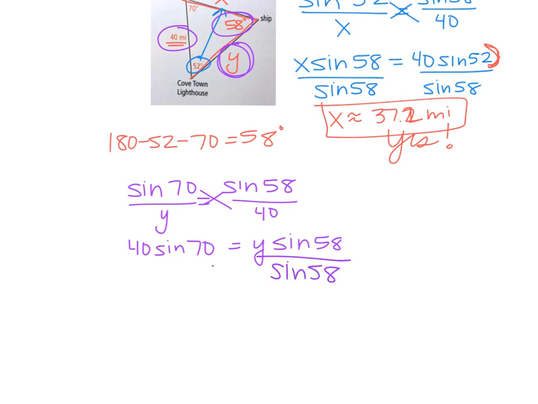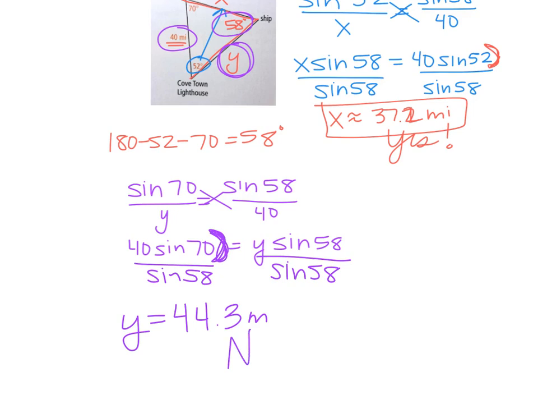So it's the exact same process, just different numbers. Don't forget your parenthesis here or hit enter. So 40 sine 70 divided by sine 58. You get 44.3. Can they do that one? No. So this would be a big fat nope. Okay?